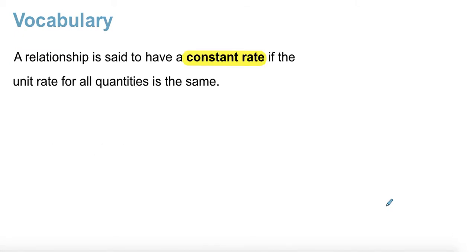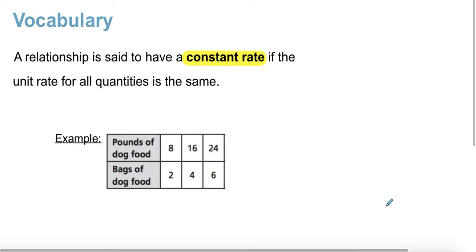A relationship is said to have a constant rate if the unit rate for all of the quantities is the same. In my table, we are comparing pounds of dog food and bags of dog food. I can tell that this is a constant rate because if I were to divide, 8 divided by 2 is 4, 16 divided by 4 is 4, and 24 divided by 6 is 4. So all of my values have the same unit rate.